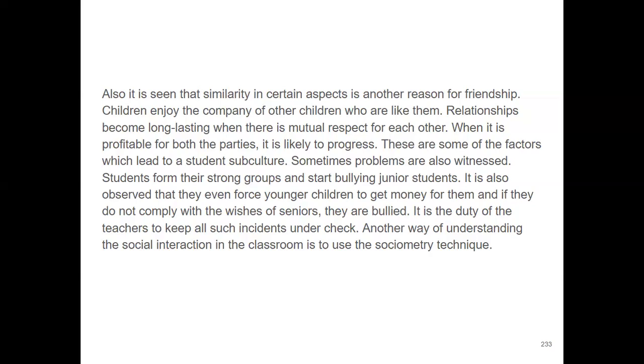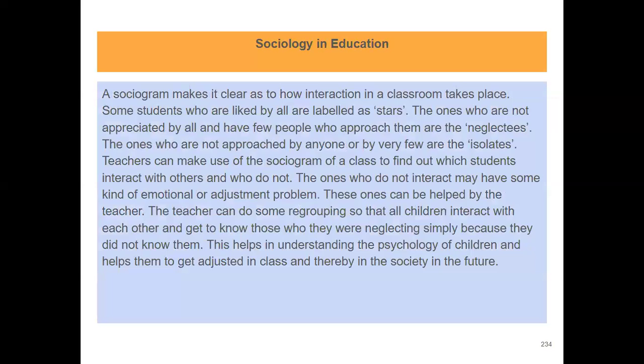So another way of understanding the social interaction in the classroom is to use the sociometry technique. Now, this is helpful for the teacher to understand different kinds of interaction, different kinds of relationships happening in the classroom using the sociometry technique. What is it? A sociogram makes it clear as to how interaction in a class takes place.